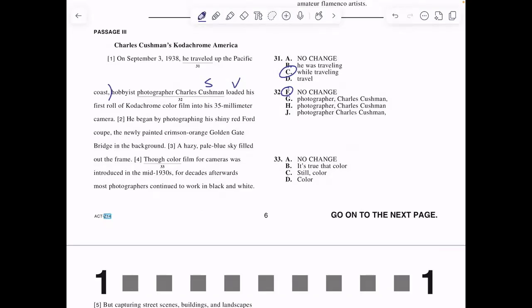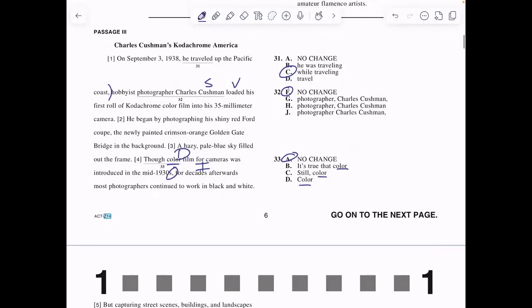Okay, 33. Though color film for cameras was introduced in the mid-30s, for decades afterwards, most photographers continued to work in black and white. We're going to go A. This one would have tripped me up on the test because I would have gone with D because I said, oh, color by itself. However, I would want to read this. Color film for cameras was introduced in the mid-30s. For decades afterwards, most photographers continued to work in black and white. That is now two independent clauses. If I got rid of that, I have a comma. That cannot work. We did not change our comma. We just kept it the same. So therefore, we know this has to be dependent. So I'm going to keep it, though. A little bit tricky on that one.